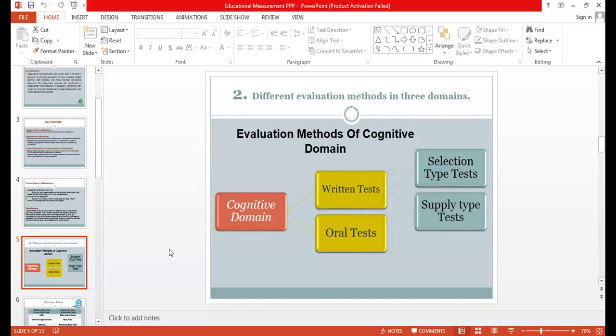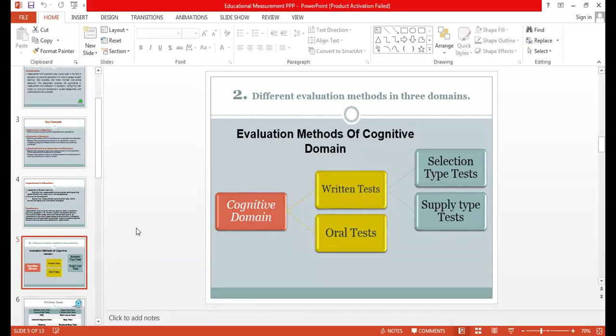Under this, we talk about knowledge, comprehension, application, analysis, synthesis, and evaluation. So my question is, what are the evaluation methods that can be used at the cognitive level? Actually, there are 2 tests at the cognitive level: oral test and written test. In an oral test, the teacher can ask questions of the students.